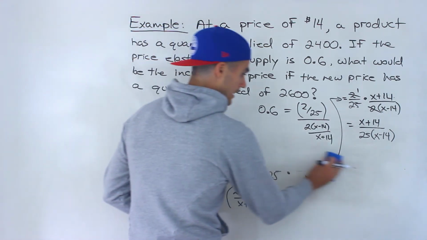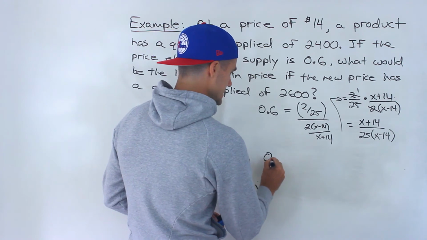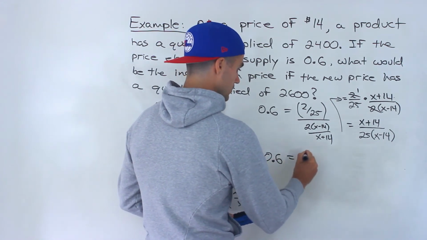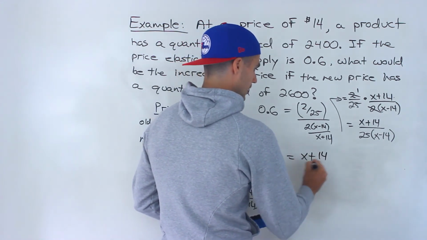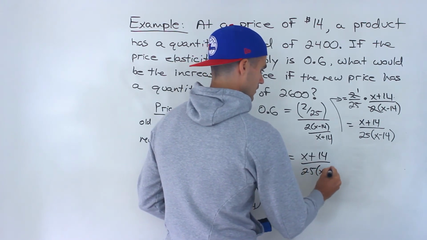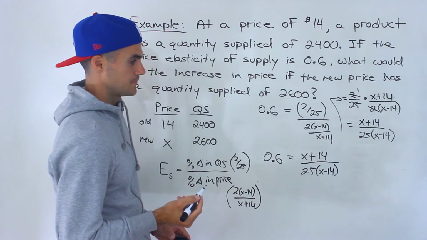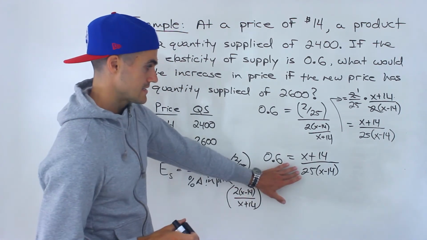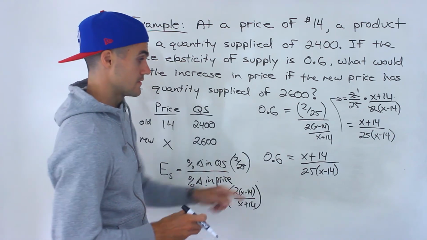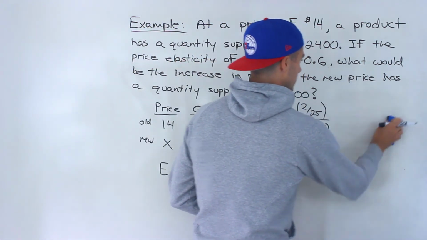So the next line would be 0.6 equals x plus 14 over 25 times x minus 14, right? And this now is looking better than this, because here at this point what we can do is just cross multiply to solve for that x.